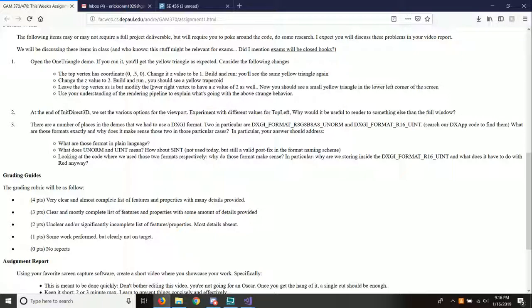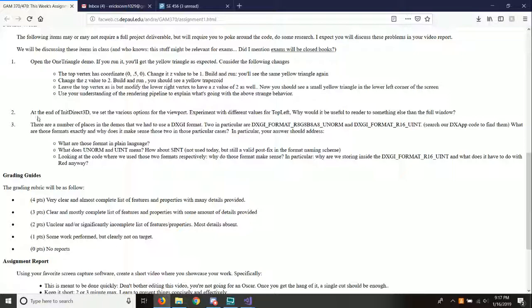And then also why when you move the lower right vertex out in the z, it makes it into a small triangle on the left. It's not really a strange behavior. It's actually expected based on the fact that most of the triangle at this point is now trying to be drawn outside of the z buffer.